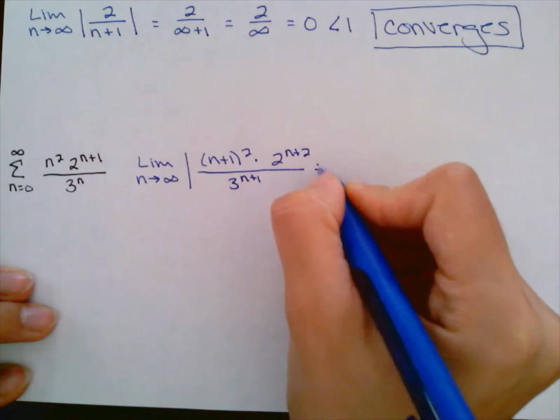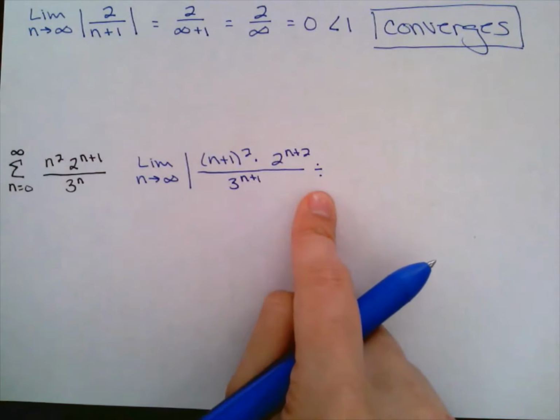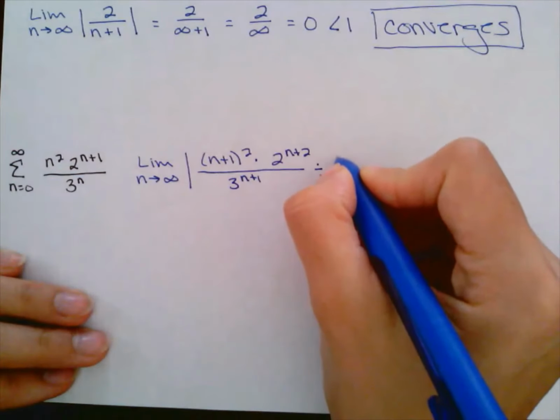And now I'm dividing. If you get quick at these, you can go straight to multiplication and flip it. I'm just going to, for the sake of the work, show each step.